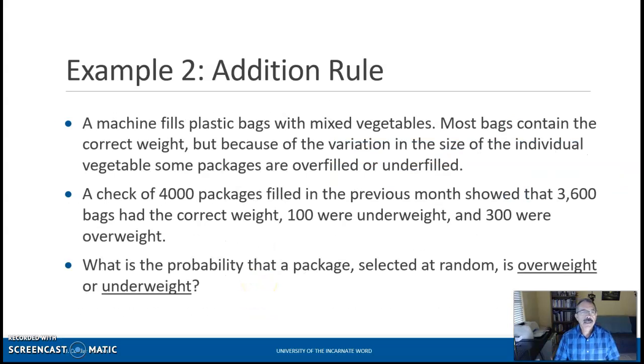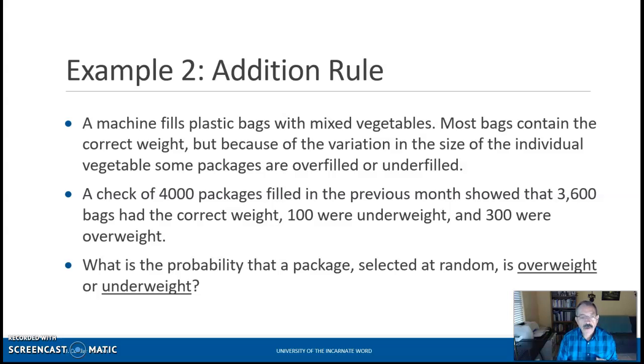Let's look at another example. In this case, a machine fills plastic bags with mixed vegetables. Most bags contain the correct weight, but because of the variation in the size of the individual vegetables, some packages end up being overfilled and some end up being underfilled. A check of 4,000 packages filled in the previous month shows that 3,600 bags had the correct weight, 100 were underweight, and 300 were overweight.